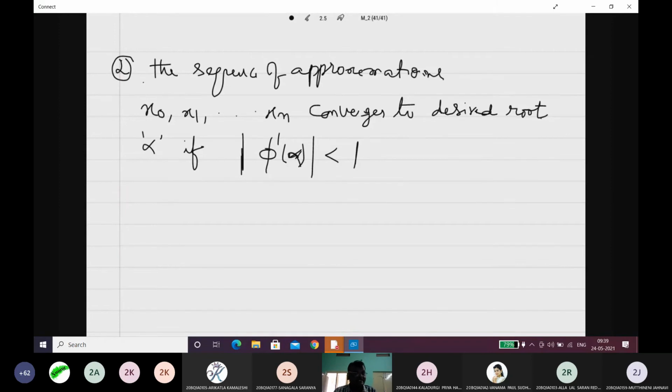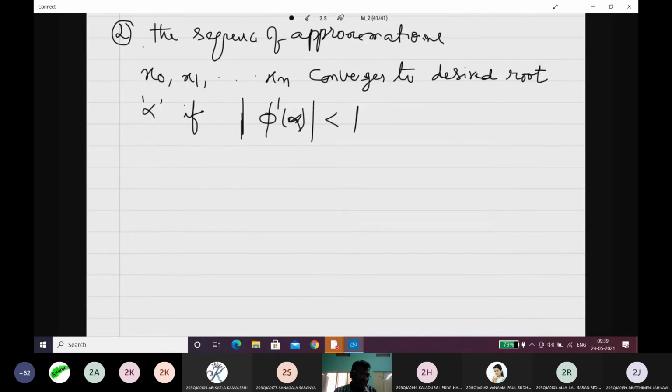If it is greater than 1, it is not convergent. Less than 1, it is only convergent. That is the first one. Next, number 2. This method is also termed as a linear iteration.